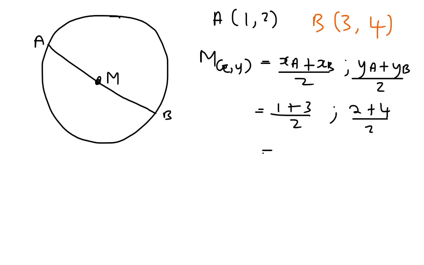So the center that we get here is what? 1 plus 3 is 4, 4 divided by 2 is 2, and 2 plus 4 is 6, 6 divided by 2 is 3. So these are the coordinates of the center M.